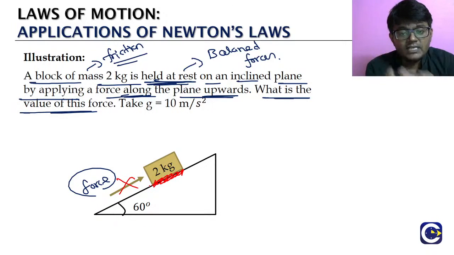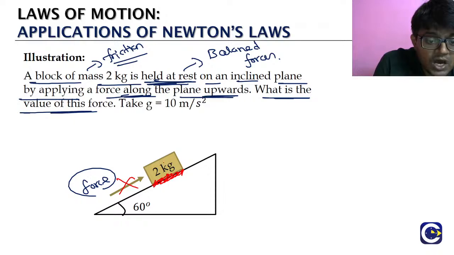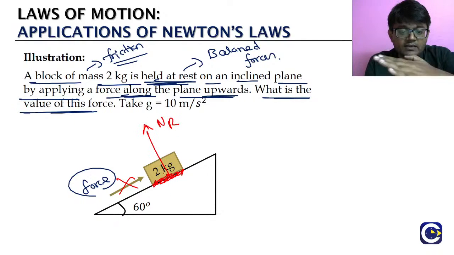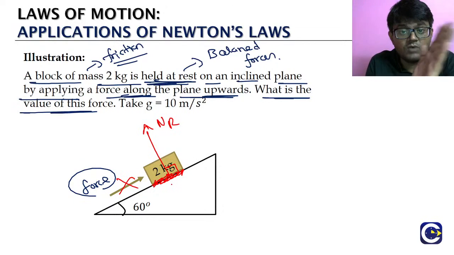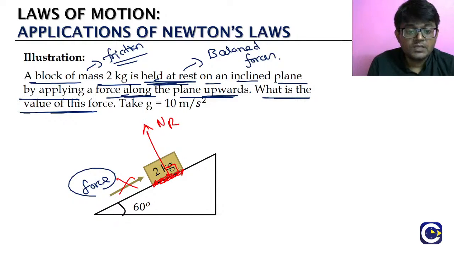In this particular situation, the contact surface is what? The inclined plane, right? The contact surface is the inclined plane. So how will the normal reaction be? It will be perpendicular to the inclined plane. So we are looking at the normal reaction acting on the 2 kg block. The normal reaction will be going into the 2 kg block, right? That is how the normal reaction is going to be.